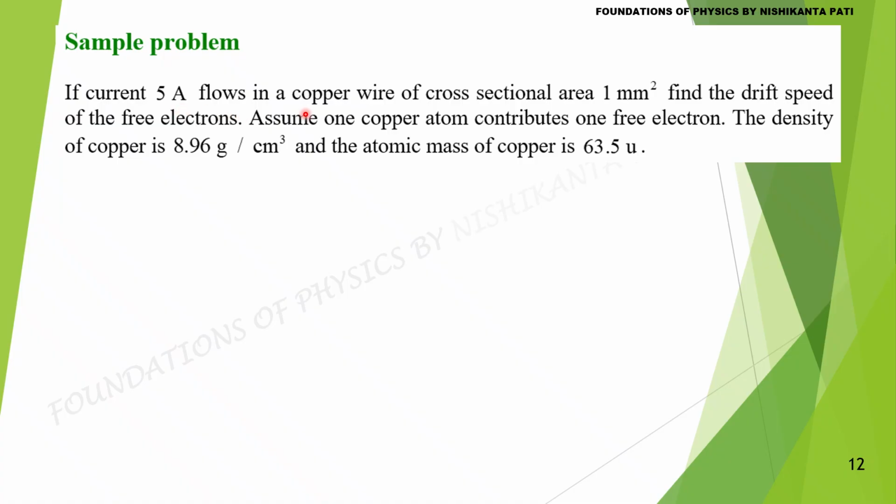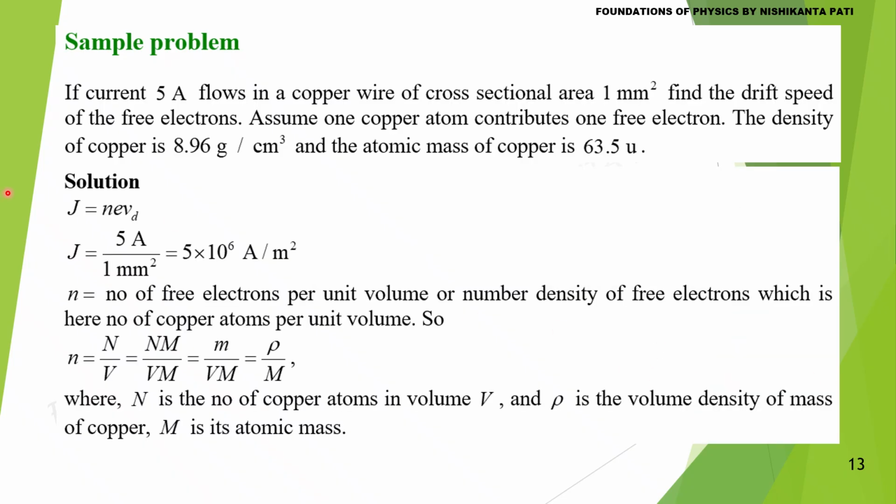If a current of 5 ampere flows in a copper wire of cross-sectional area 1 millimeter square, find the drift speed of the free electrons. Assume one copper atom contributes one free electron. The density of copper is given. The atomic mass of copper is given. J equal to neVd, and J equals current by area. So it is asked to solve for Vd.